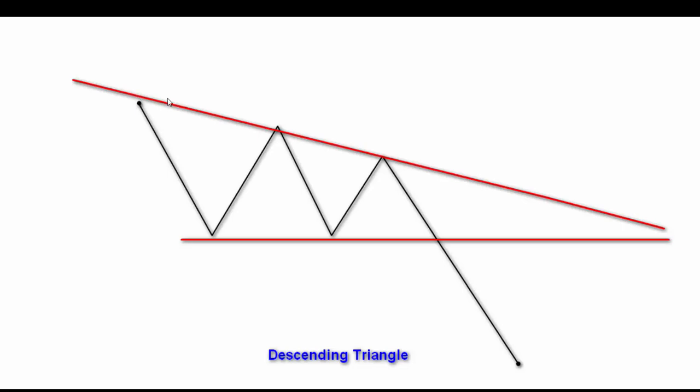And if you notice here, we have 5 points, but at least we need 4 points. Now the first point, the second, the third, the fourth, and the fifth. For the horizontal support line, we need at least 2 reversal points or 2 support levels. And for the resistance trend line, we need at least 2 resistance levels, and combining them, that way we will trigger the descending triangle.